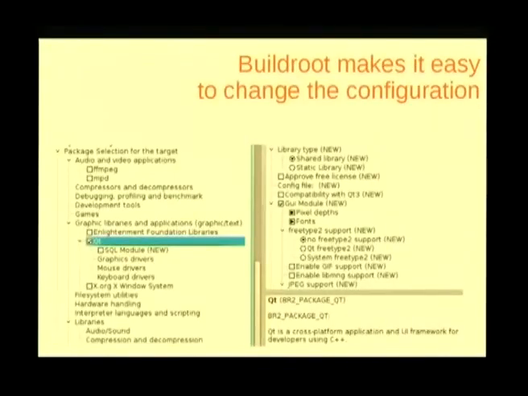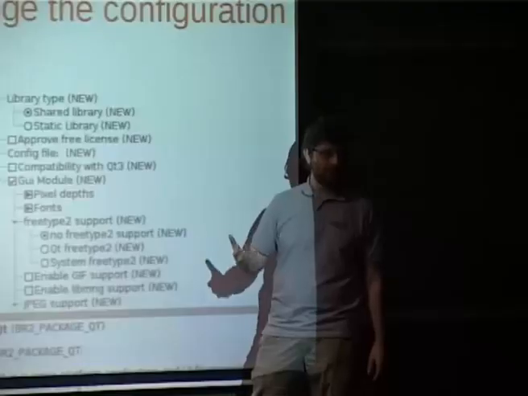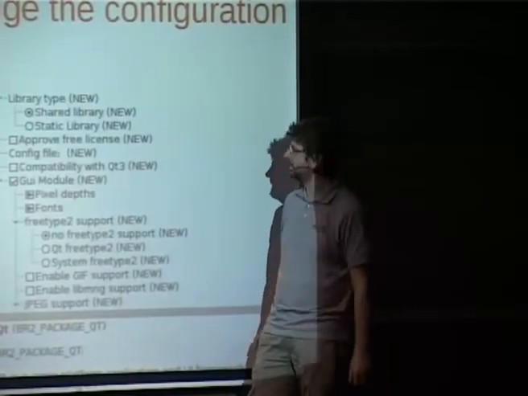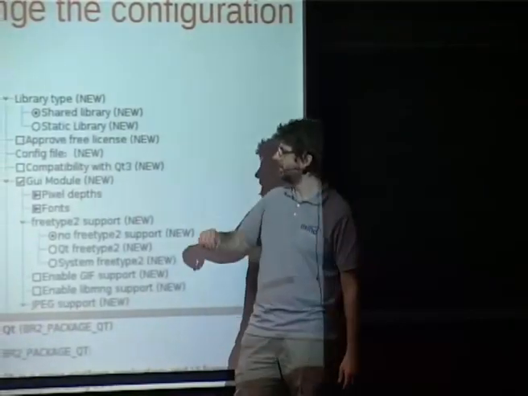Changing the configuration is easy. For instance, for Qt, you can select the Qt package, of course, but then within the Qt package, you can make all kinds of configuration options, like do you want a shared library or a static library? A static library is interesting because it can make your application loading faster because you don't have to do the name resolution. It can even make it smaller if there is not much of Qt that you use, then only the necessary parts will be in your executable.